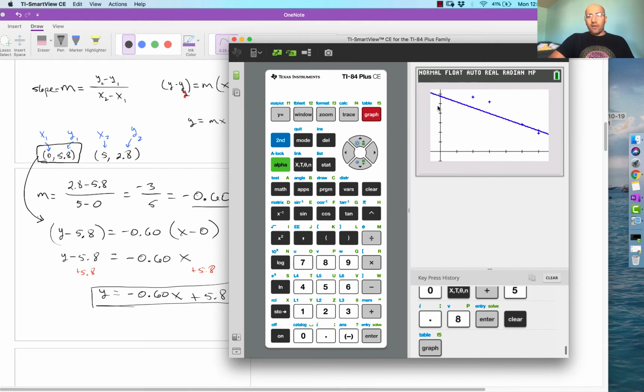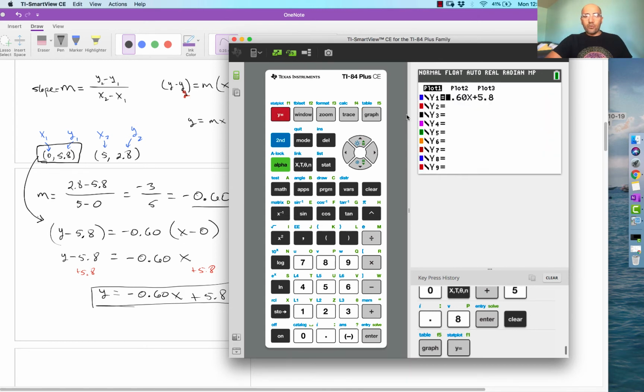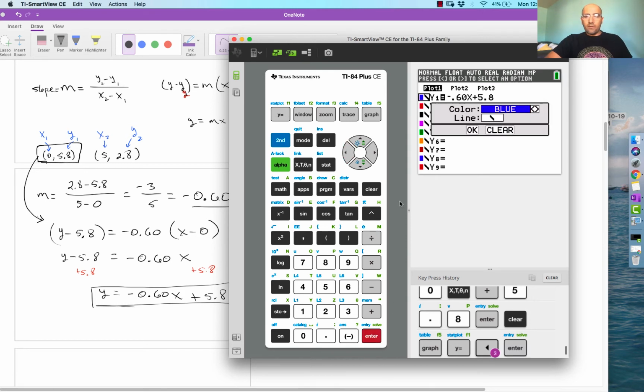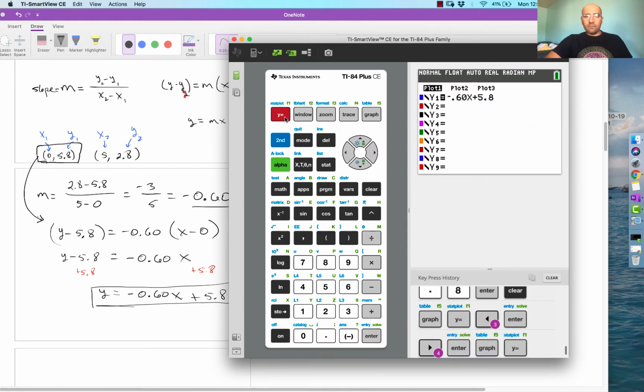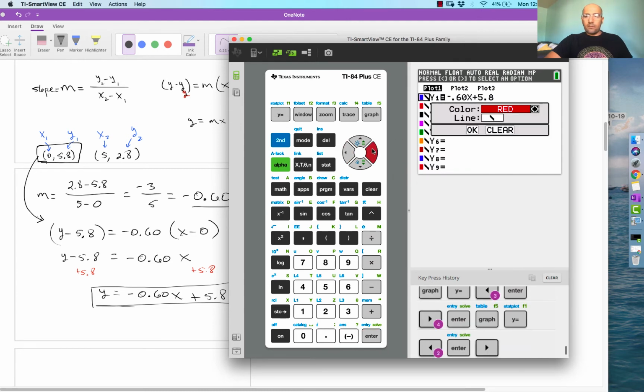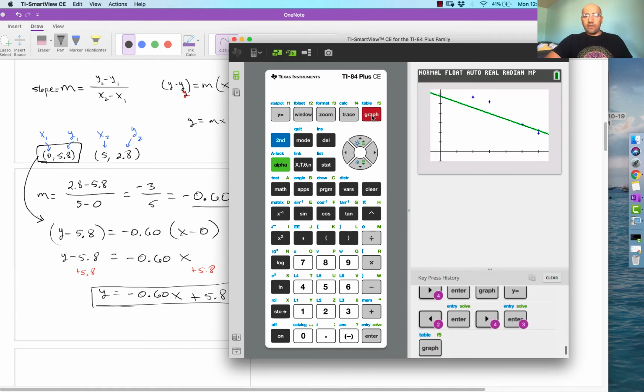If you have a color screen, I can also change the color so it pops out a little more. So let me go over here and see how we have blue right there. So let me come over here and hit enter. And then I can change the color. Let's change it to green. Enter. And then graph. What happened? Oh, I didn't hit enter. Hit enter. Hit green. Hit enter. Okay, there we go. Now we can hit graph. There it is. Okay, so there's that green line.